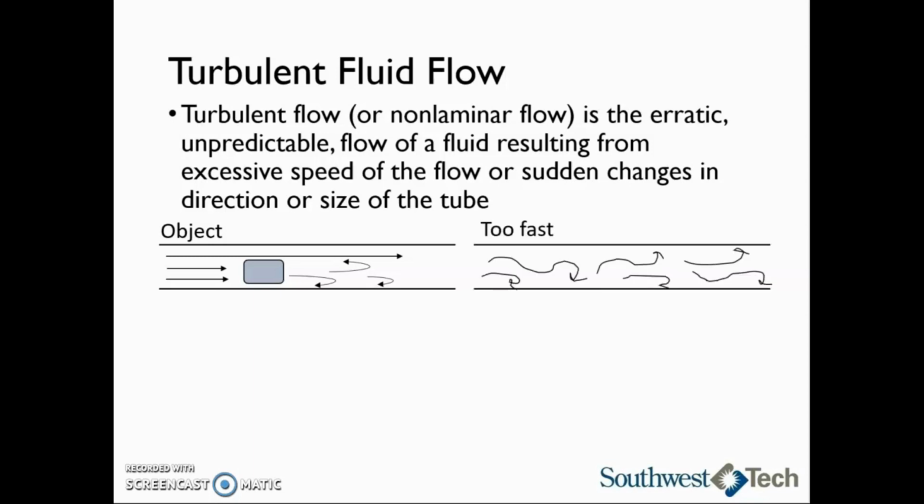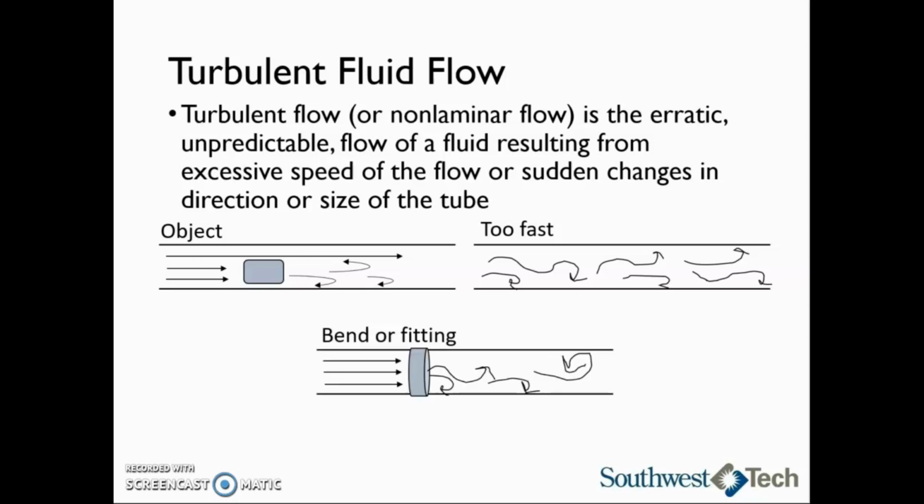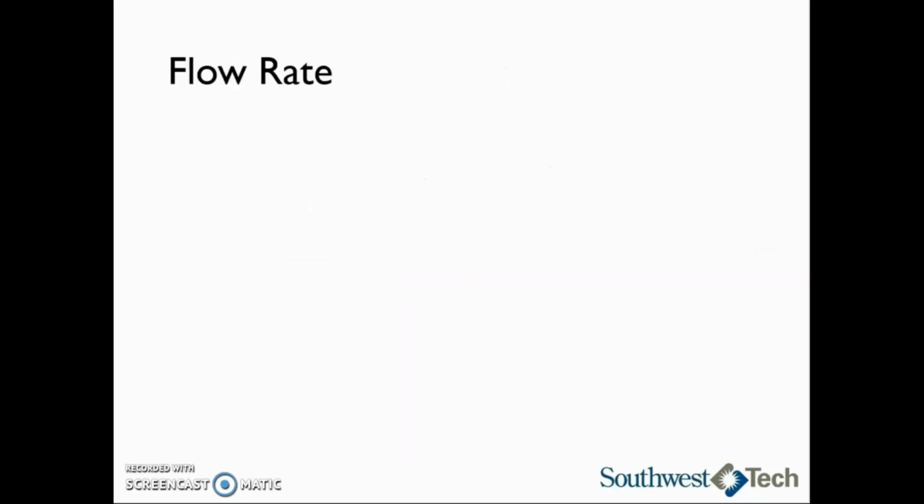In the second picture, if the flow is too fast, you will have turbulent flow, represented by the arrows pointing in every direction. In the third picture, the fluid encounters a bend or fitting in the tube. Upstream from the bend or fitting, the flow is laminar, but downstream there is turbulent flow.